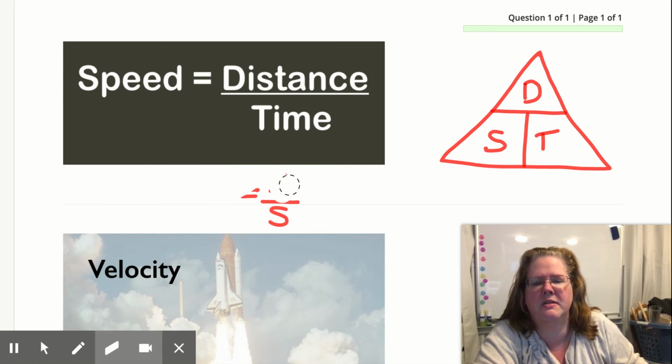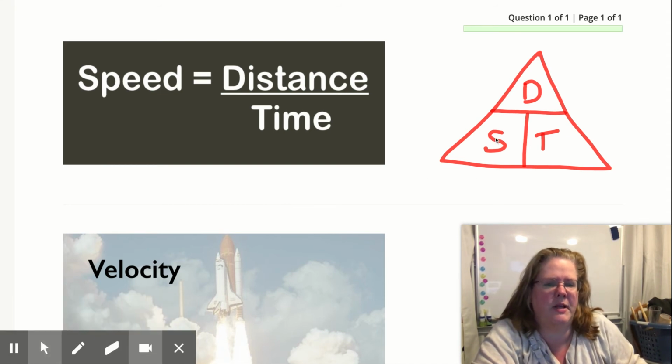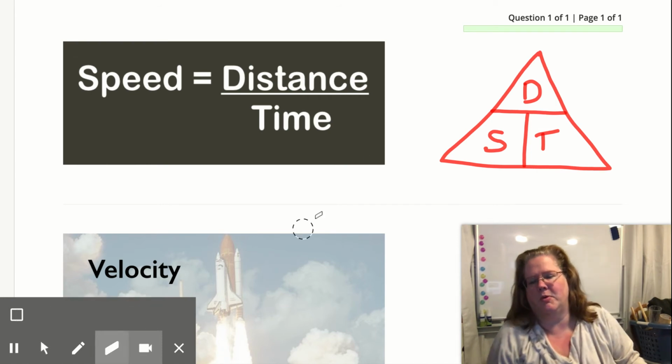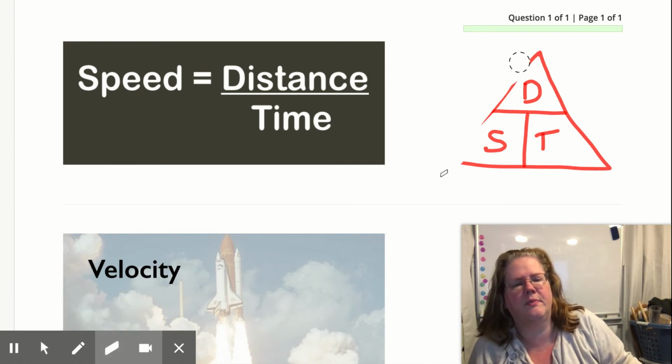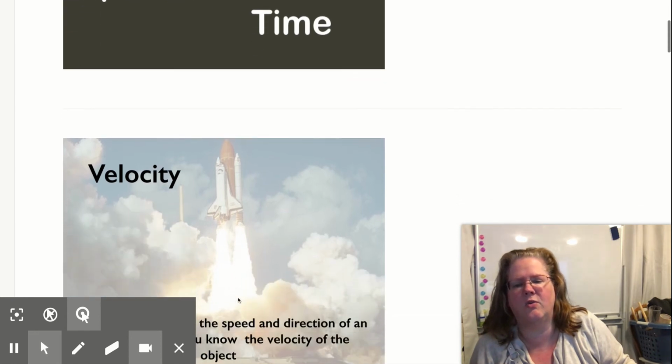Remember, when we're doing this, if I were to put my finger over that and say I'm trying to find speed, I cover that up and I know speed is distance divided by time. If I want to find time, I cover up the time, it's distance divided by speed. And if I'm trying to find distance, I cover that up and it's speed next to time, so speed times time. So that, remember, is how we use our triangle. And we'll make that disappear so we can move on, otherwise it will just keep dragging over.